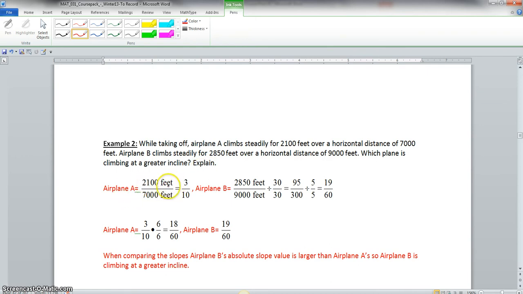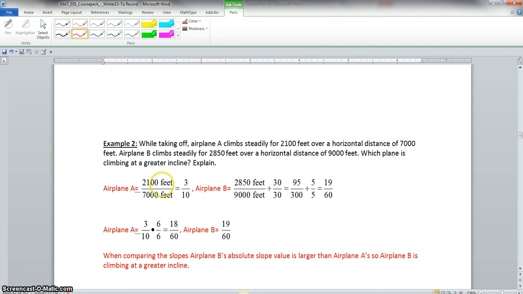Now we have airplane A. It's the vertical distance over the horizontal distance. The vertical distance is 2,100 feet and the horizontal distance is 7,000 feet. Now when we simplify this, we divide both of these by 700 and that will give you 3 over 10. Now we go to airplane B. We have 2,850 feet over 9,000 feet.